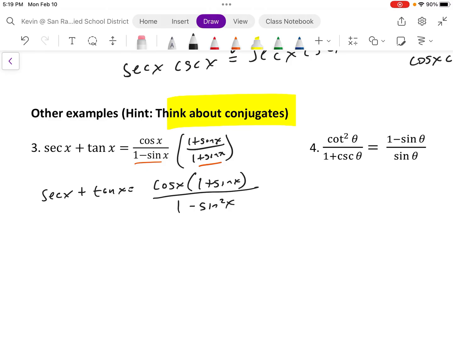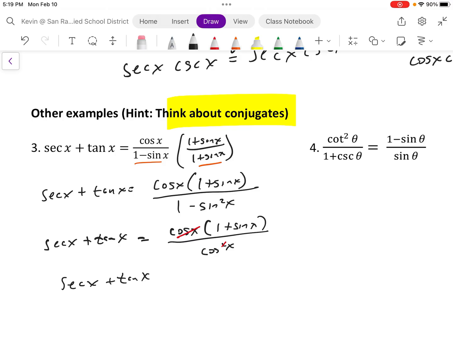Let's see, 1 minus sine squared x equals cosine squared x, right? So that cancels with one of the cosine x factors, and the 1 plus sine x remains. That leaves me with secant x plus tangent x equals 1 plus sine x over cosine x. That's why I didn't distribute the cosine in here, because I thought maybe something would cancel out.